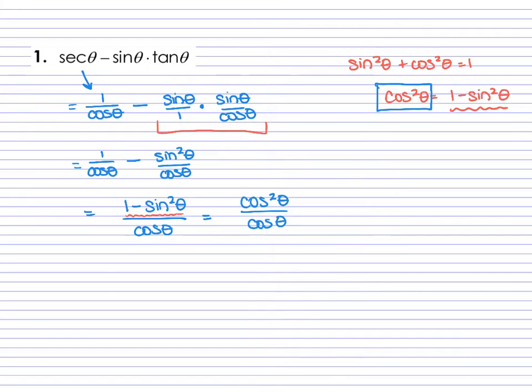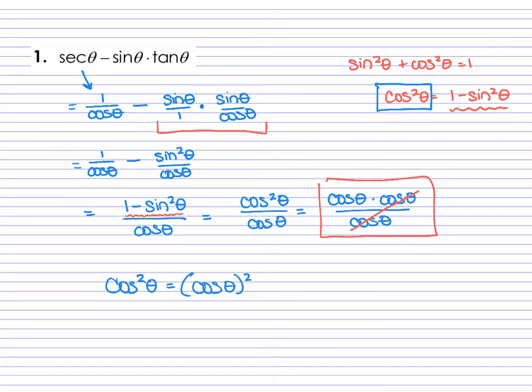Now don't forget when we write cosine squared of theta, what that really is, it's the cosine of theta squared. So really, in the numerator here, I have the cosine of theta times the cosine of theta over cosine of theta. Since those are being multiplied, I can cancel out the cosine in the numerator with the cosine in the denominator. You don't have to write out this step. If you recognize that cosine squared theta is cosine times itself, you could actually do it in the step before, which is often what I'll do.